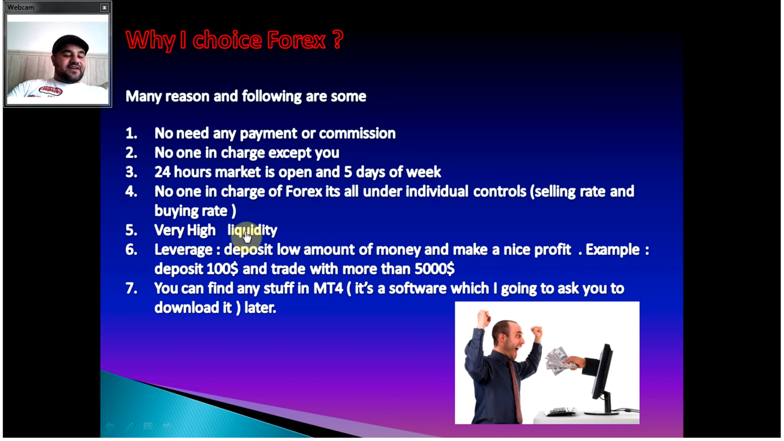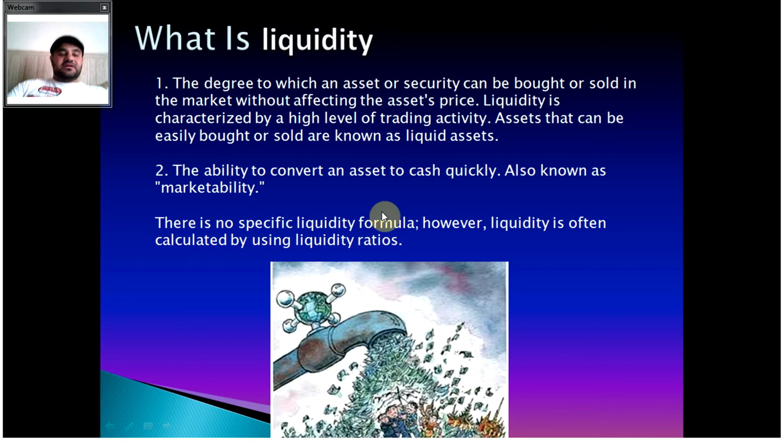Okay, very high liquidity. What is meant by liquidity? Let me explain. Liquidity is the degree to which an asset or security can be bought or sold in the market without affecting the asset price. Liquidity is also characterized by a high level of trading activity. Assets that can be easily bought or sold are known as liquid assets. Also, liquidity lets you convert an asset to cash quickly. That's very good. As traders, we like liquidity due to these two points.